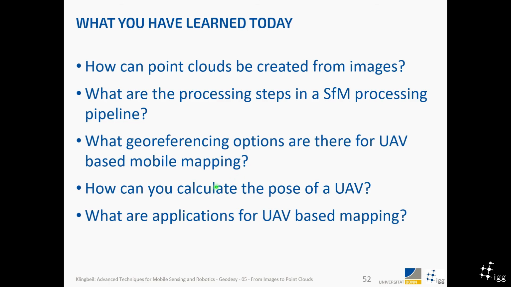Okay, so to summarize what you've learned today, we talked about how point clouds can be created from images. We talked about it on a rough conceptual level, not so much into the mathematical details. What are the processing steps in an SFM processing pipeline? This is what we said as well. And another important thing, what georeferencing options are there for UAV-based mobile mapping? So how can you make sure that your result, your point cloud at the end, is properly georeferenced?